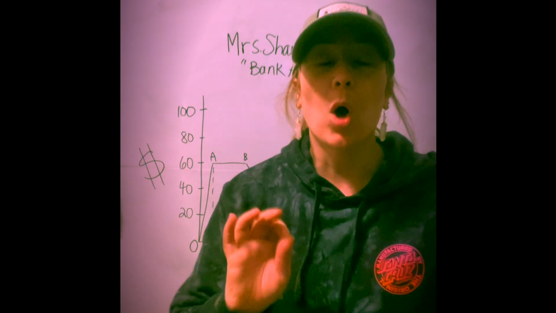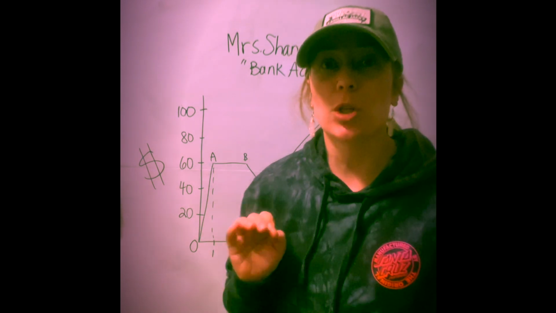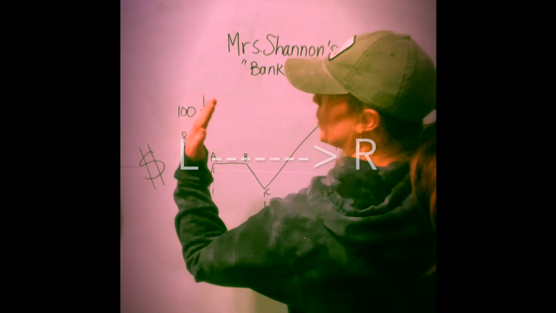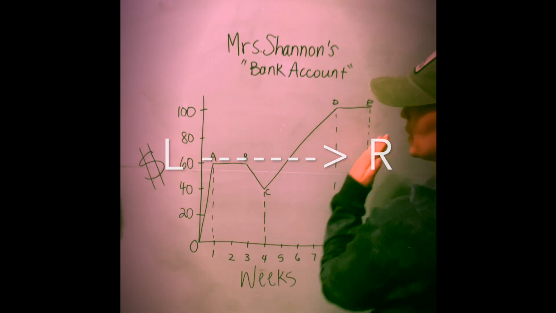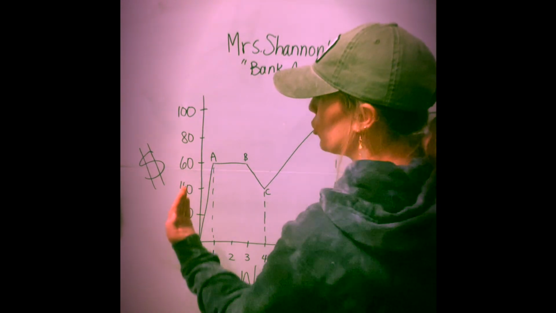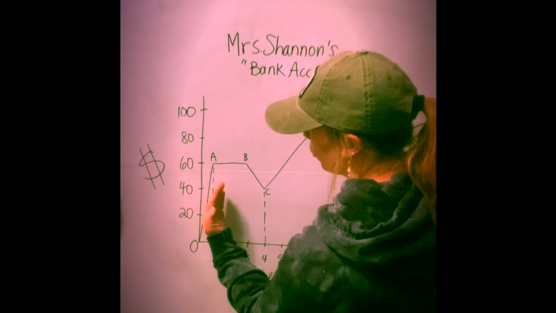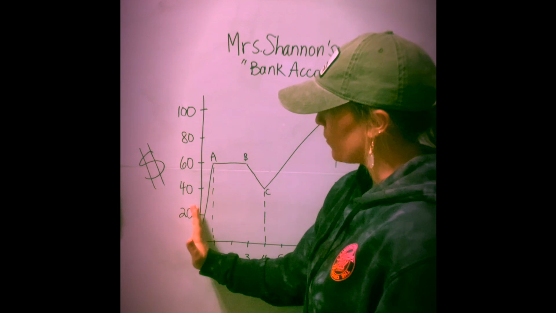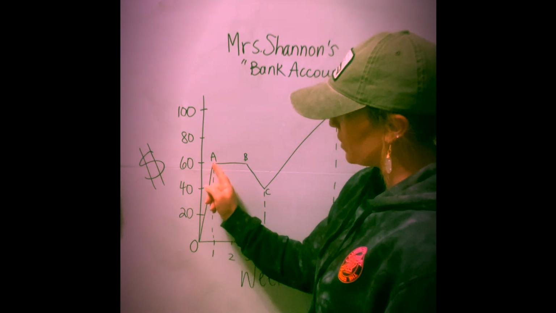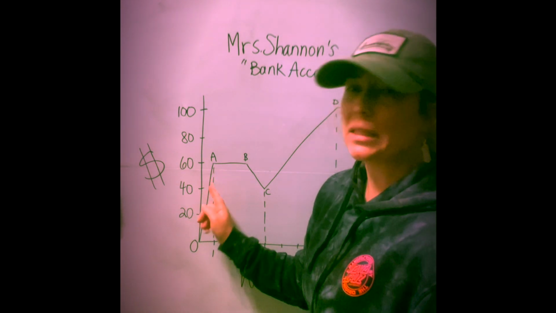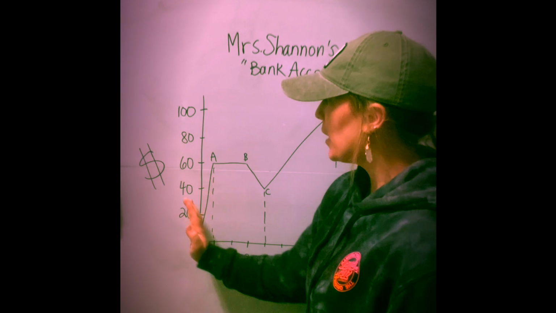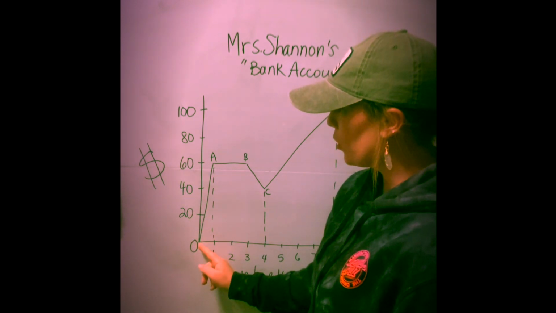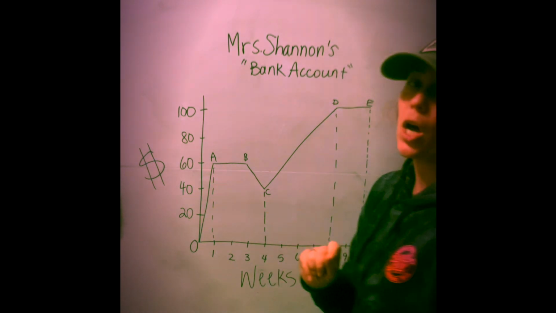One thing to always remember is a graph is read from left to right. Just like you're reading a book, you start on the left side of the page and go to the right. So as we're on the left and we go to the right, what's happening to this very steep line? It is increasing, right? It's going up. It started at 0 and by the first week it went up to $60.